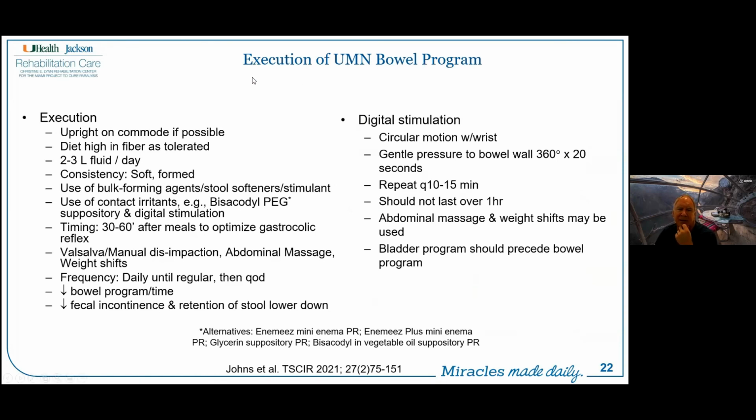So how do you do an upper motor neuron bowel program? Having the person upright on a commode if possible, because you want gravity to work on your behalf. Having a diet high in fiber and approximately 2 to 3 liters of fluid a day. Remember, that's going to be limited by your bladder management, and you don't want to be having too much fluid, because then it would increase your bladder volumes, leading to autonomic dysreflexia, leading to inhibition because of the sympathetic tone on the colonic tract.